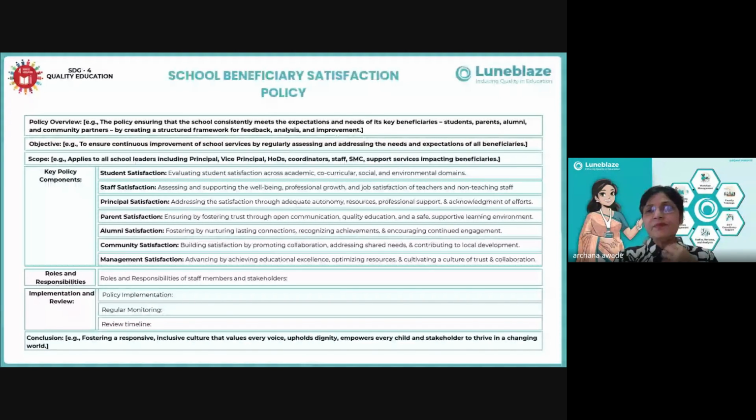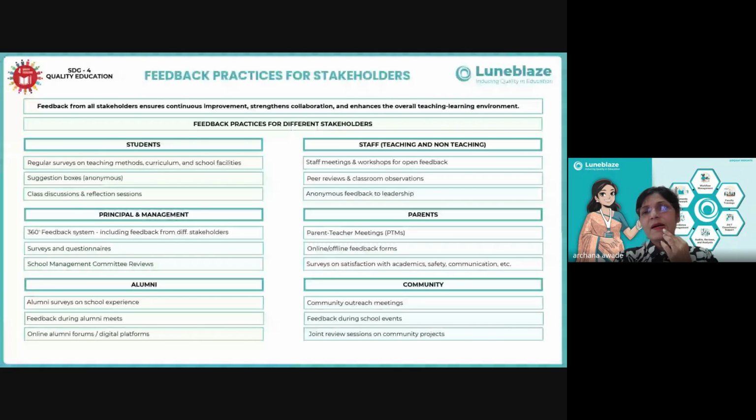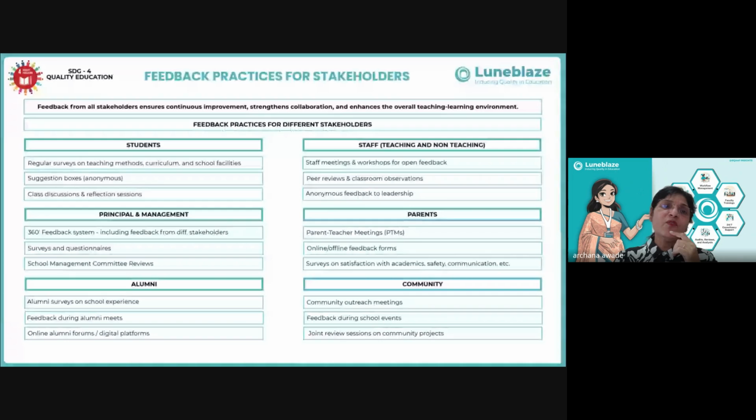Next is about the feedback practices from all the stakeholders. So again, if you look at our school's improvement, we improve when we get feedback. Right. So again, it forms a practical backbone for the school beneficiary satisfaction. So without it, schools assume they are just meeting the needs, but with it, the schools can adapt, can respond, and also grow. So how do we gather feedback from all the stakeholders?